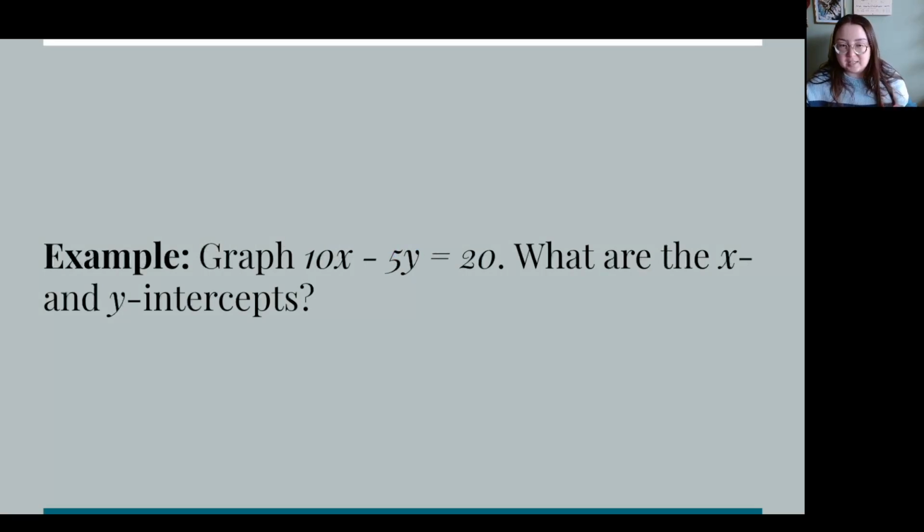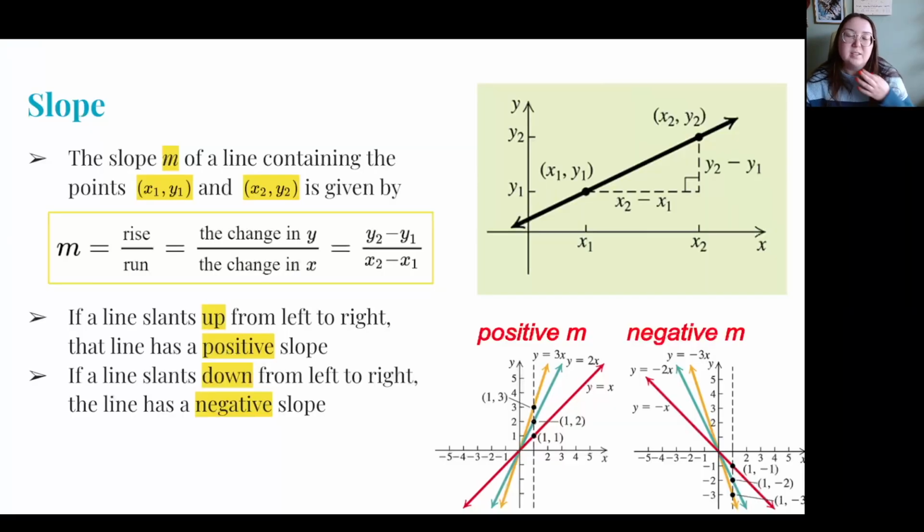So we went ahead and did this one, so let's move on. Now we can talk about slope. We say the slope m of a line containing the points x sub 1, y sub 1. The 1 is small, off to the right and below the x and the y. It's not like an exponent. We usually say x sub 1, y sub 1.